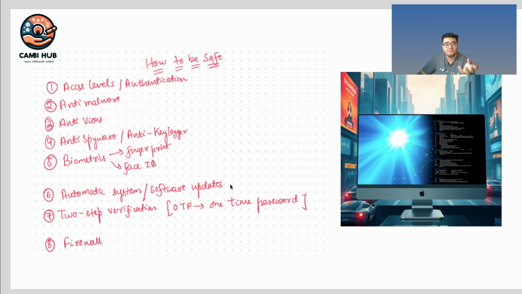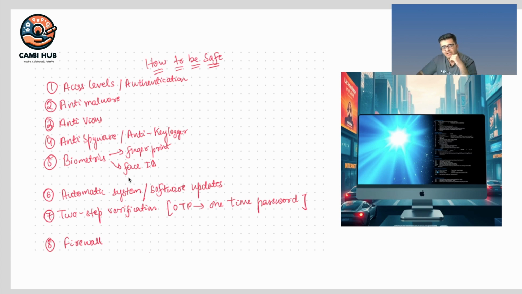Now, how to be safe? Obviously, you can put access levels and authentication in your system, right? Access rights, access levels: you can set which user can access what files. You can also put anti-malware and antivirus software, right? Microsoft Windows already has one installed, but if you want to download extra, you must have heard the names McAfee or Quick Heal. You can do that. Anti-spyware or anti-keylogger are software to avoid spyware.